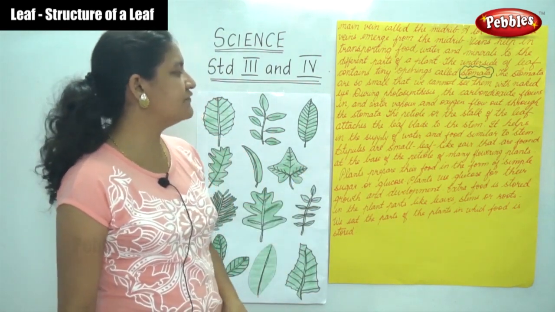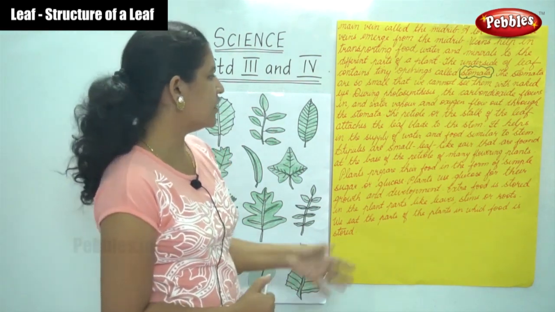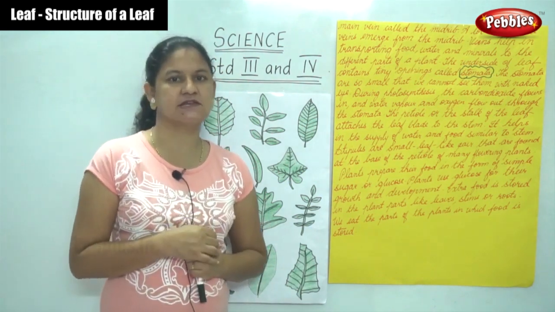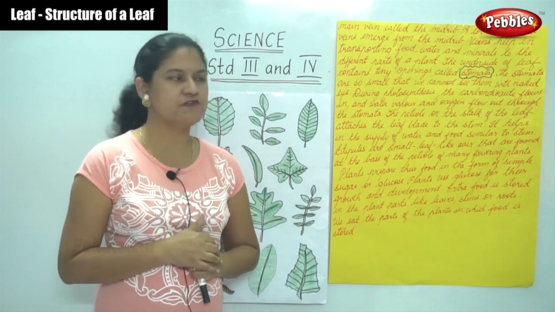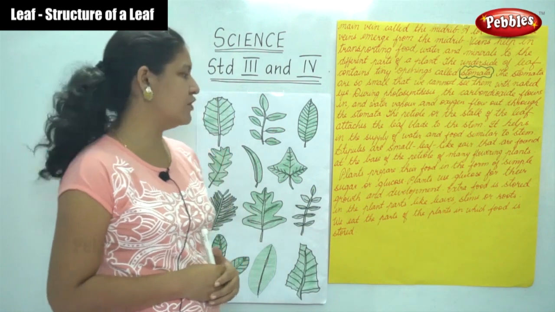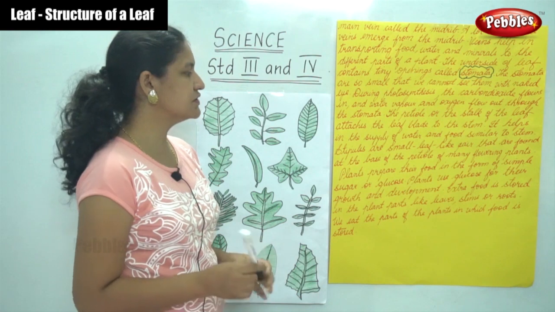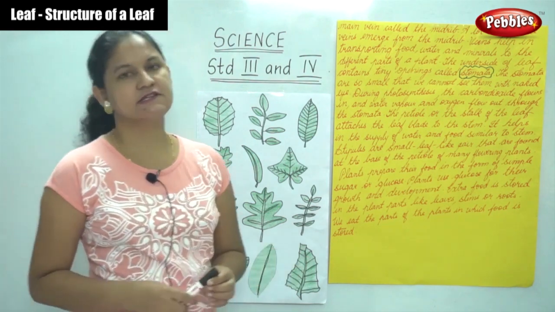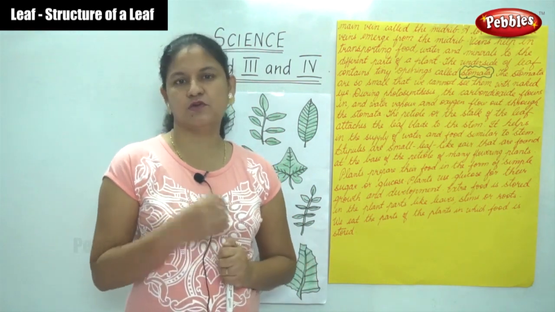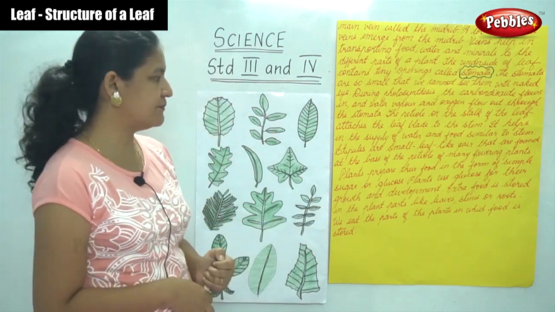Stipules are small leaf-like pair that are found at the base of the petiole of many flowering plants. Next we will be seeing the two types of plants, the flowering and the non-flowering plants. Plants prepare their food in the form of simple sugar or glucose. Plants use glucose for their growth and development, just like humans use food for growth and development.